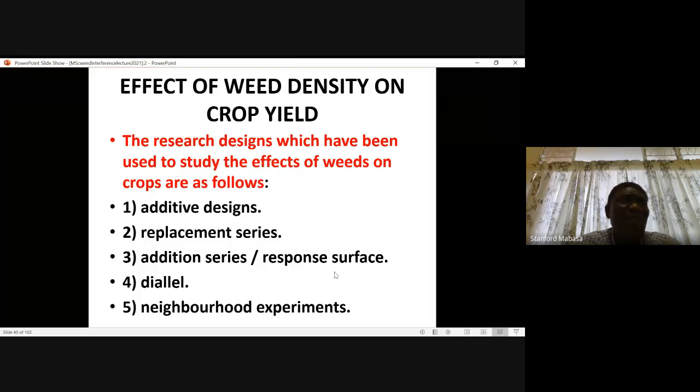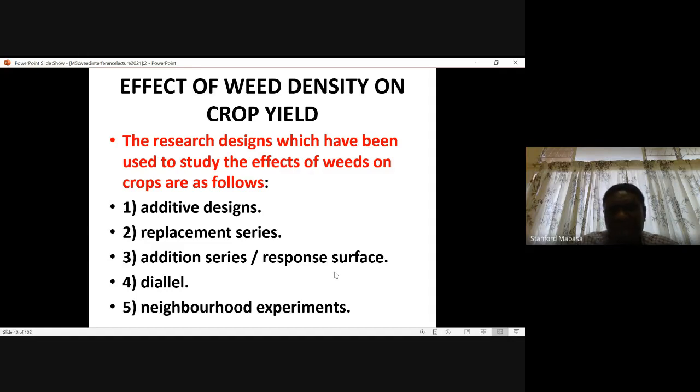The weeds compete for either nutrients or water. We want to find out how we can actually measure this competition. What information can we get from it which can be useful for weed management?